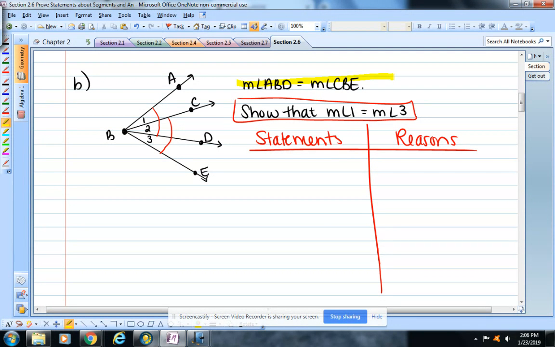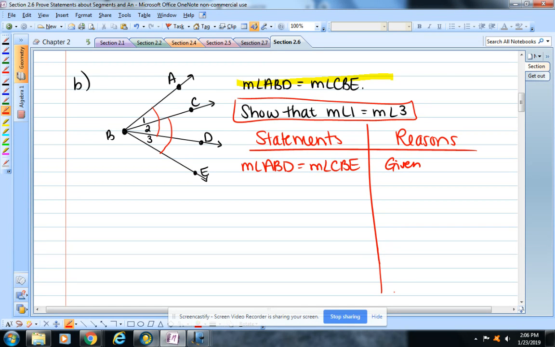That. Y'all see that? So that's my given. The measure of angle ABD equals the measure of angle CBE. And that's given. And they've already marked that on my picture for me. ABD, which is 1 and 2 together, equals the measure of CBE, which is measure of angle 2 and 3 together. See that? Okay, so I'm going to start from there.